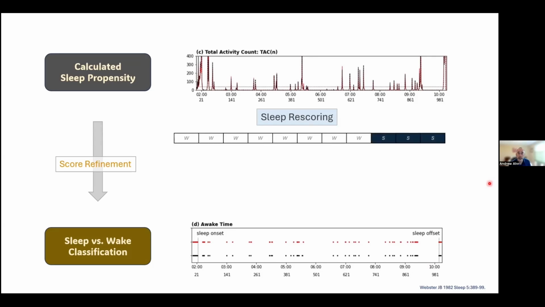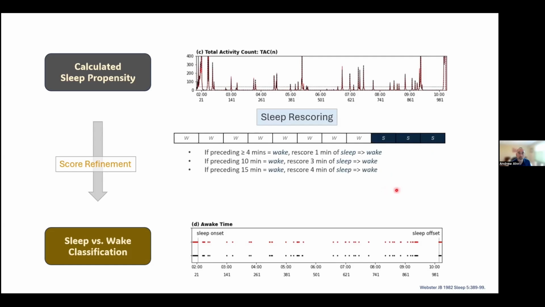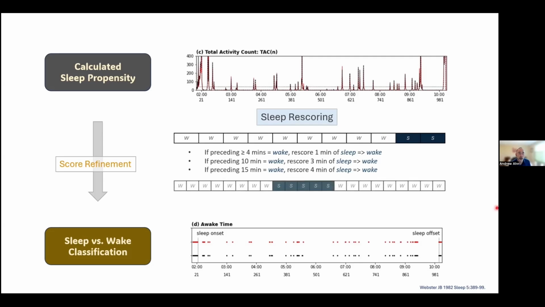First, during the pre-sleep period, where stillness before actual sleep onset can be misinterpreted as sleep. So there are various rules for this scenario, which are detailed here. And in this example, because there's more than 4 minutes of wake time, this 1 minute of sleep is then converted to wake.